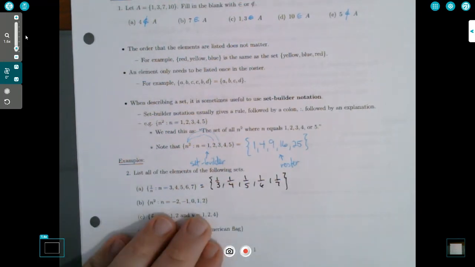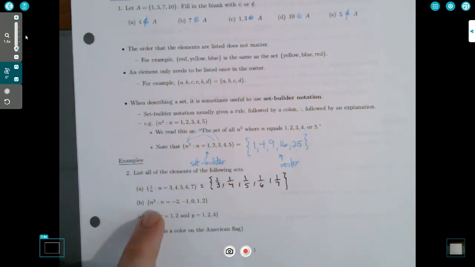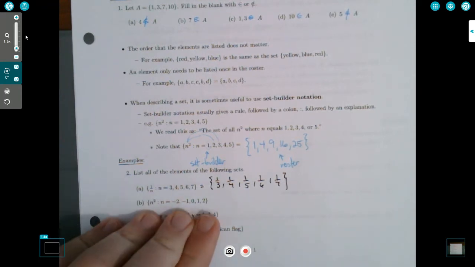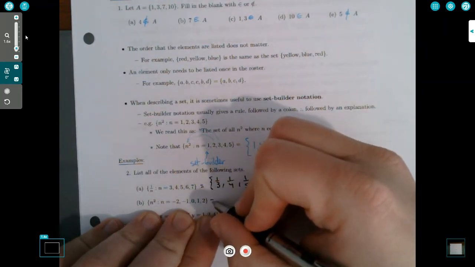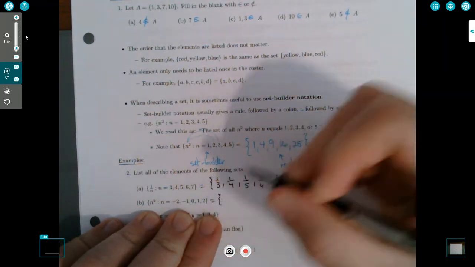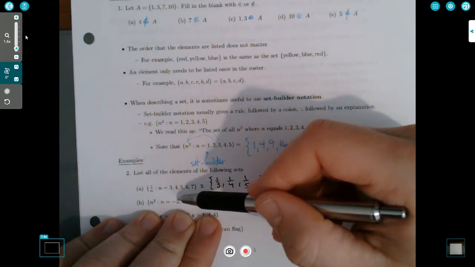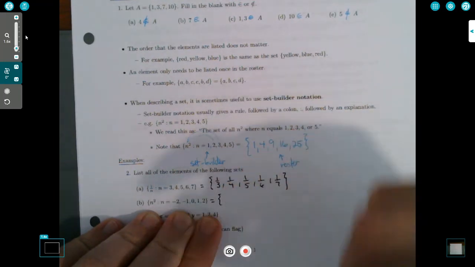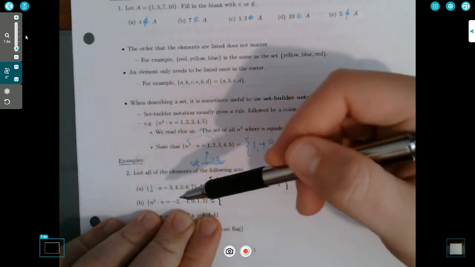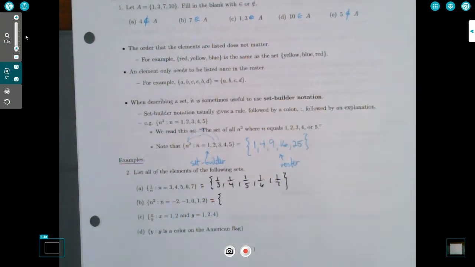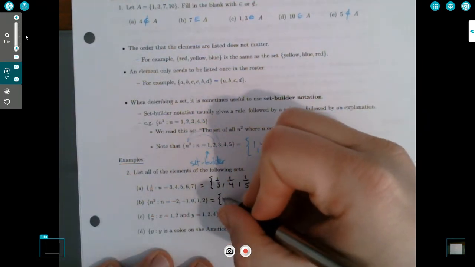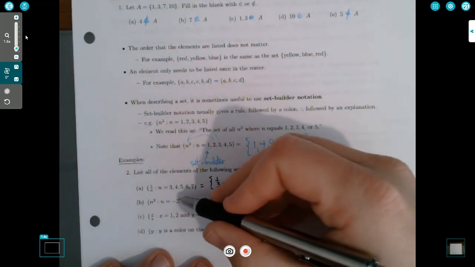Part B. The set of all numbers of the form n squared, where n equals -2, -1, 0, 1, or 2. Okay. So let's see. If I plug in -2, negative 2 squared. Now be careful. Negative 2 squared is not negative 4. Because if you think about what negative 2 squared should be, it should be negative 2 times negative 2. And a negative 2 times a negative 2 is going to give you a positive 4. Okay? So 4 is in there.